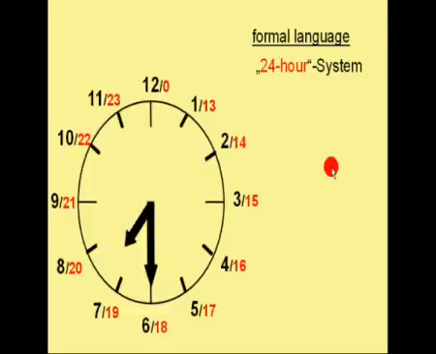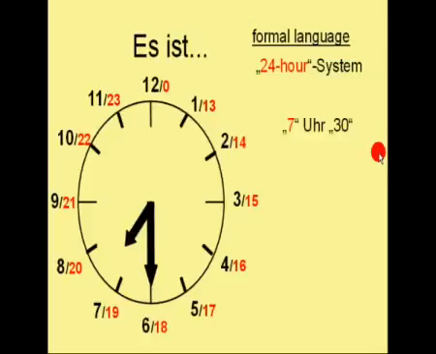Another example, how would you tell the time in this case? If you mean AM, what would you say? Es ist 7:30 Uhr. For PM, you say Es ist 19:30 Uhr.